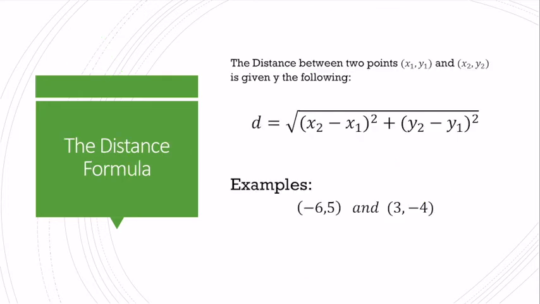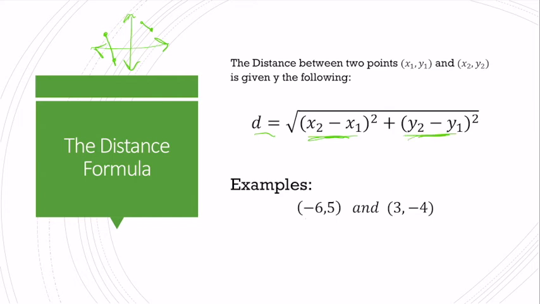We also have the distance formula. This is another formula that involves radicals. What this does is this allows us to calculate the distance between any 2 points on our coordinate plane. So that's pretty cool. So what you're going to do for the distance formula is you're going to take the square root of your change in x squared plus your change in y squared.